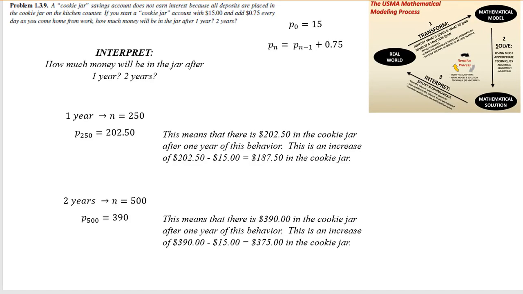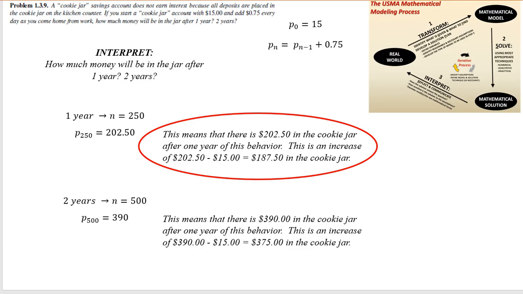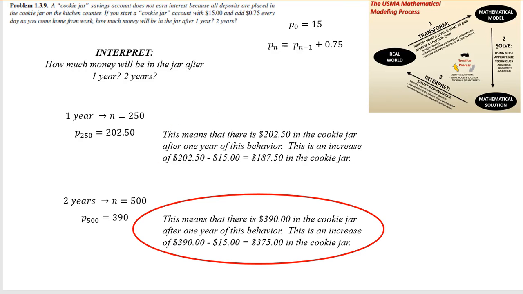First, in the interpret step, let's see what this means in terms of how much money will be in the jar after 1 year and after 2 years. The answer to P sub 250 does mean there's $202.50 in the cookie jar after 1 year of this consistent behavior, for an increase of $187.50 in the cookie jar. We can make the same conclusions for 2 years. This indicates that there's $390 in the cookie jar after 2 years, with the increase being $375 in the cookie jar.